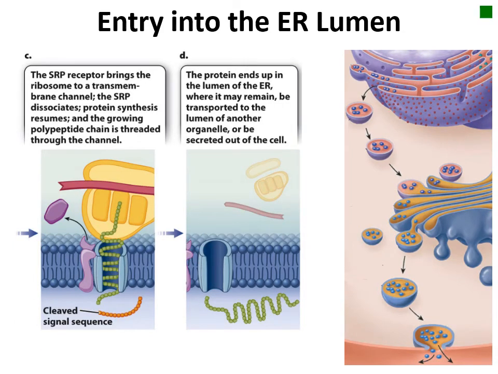The ribosome then continues translation and the protein enters the endoplasmic reticulum by completely passing through a channel protein in the rough ER. These proteins become proteins that either reside in the endomembrane system or are secreted from the cell.